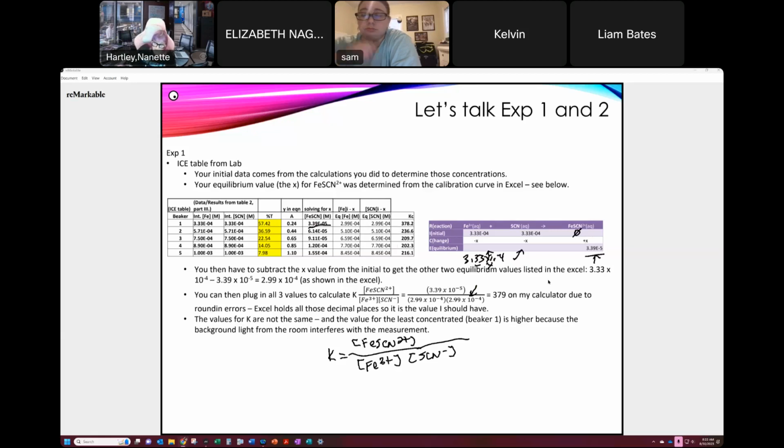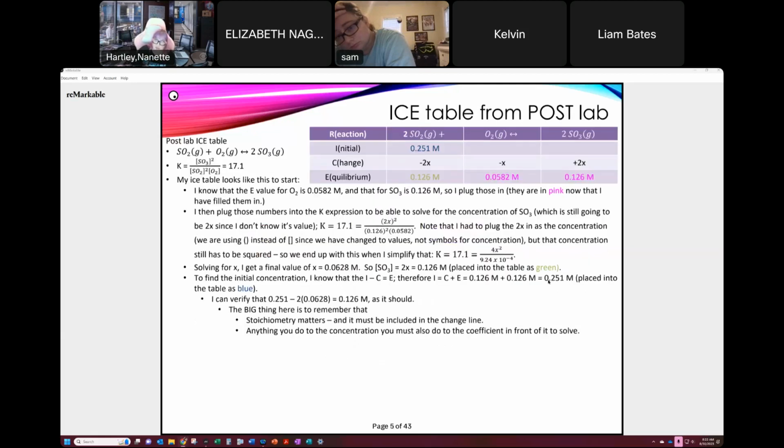The other thing that we need to talk about, and this is based on the post lab. So if everybody's okay with this slide, I'm going to go ahead and talk about the post lab. The post lab is a little bit different. So our stoichiometry in our post lab is different than it was initially. And so we're trying to extend this idea of what we were talking about.